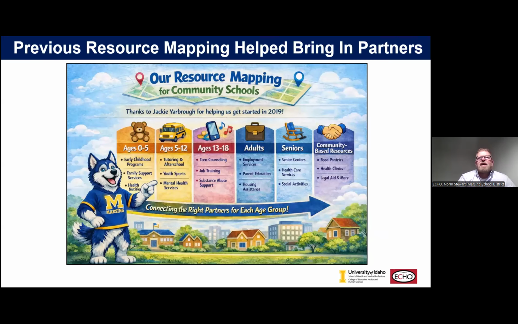So as we're talking about how we're using that data, it's also important to be able to identify what partners you can use. We benefited from the influence of Jackie Yarbrough before she went to the foundation through the Blue Cross. She worked for the Idaho Food Bank, and back in 2019, when we were just starting our community school effort, she helped us create a resource map. And this is something that has been critical in some of the efforts that we've been trying to do throughout the years, bringing people in.